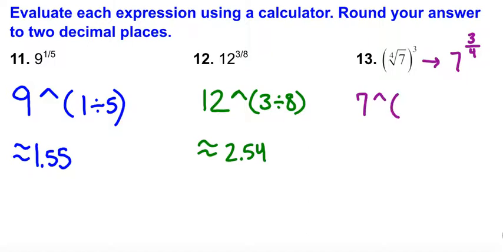Now could I do 0.75? Well, yes you can. It is not going to hurt you. Now, why don't we use a nice pretty decimal? Well, 3 divided by 8 is not a pretty decimal for number 12. So 7 raised, parentheses, 3 divided by 4. We get approximately 4.30.